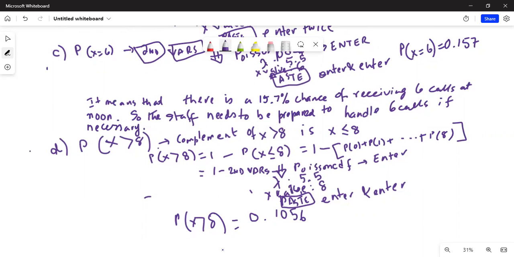Okay, so probability of x greater than 8, we use the complement rule, which is 1 minus the probability of x less than or equal to 8. And then we use the Poisson CDF function because we want to add from 0 to 8. So 1 minus 2nd VARS Poisson CDF, lambda is 5.5, x value is 8, paste, enter and enter. And so we get the probability of x greater than 8 as 0.1056.